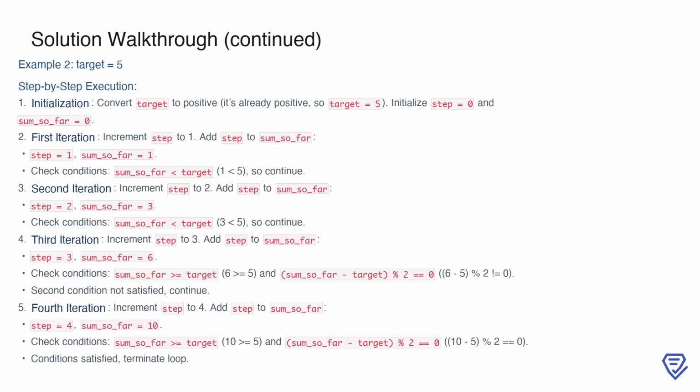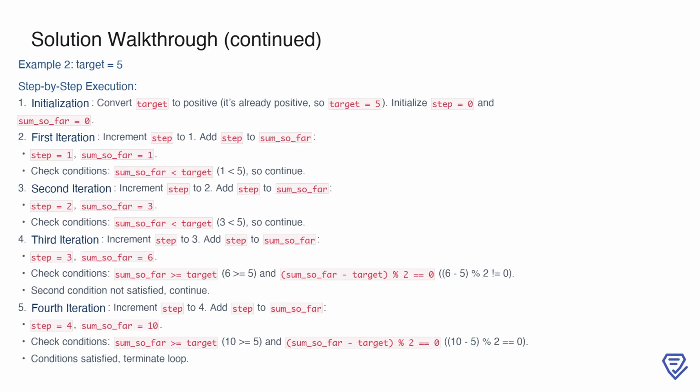In the second iteration, we increment step to 2, resulting in sum_so_far equals 3. This is still less than 5, so we proceed. In the third iteration, step becomes 3, and sum_so_far increases to 6. Now, sum_so_far is greater than the target, but the difference between sum_so_far and the target, which is 1, is not divisible by 2. This means we cannot yet reach the target, and we need to continue.